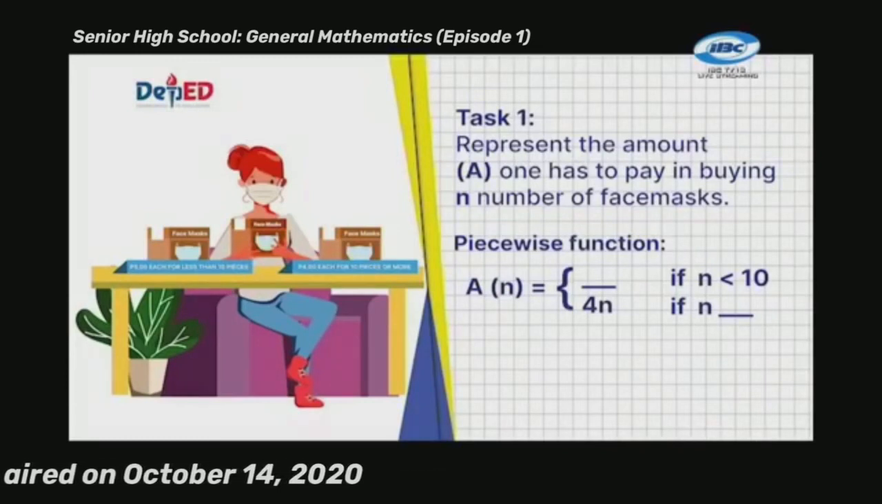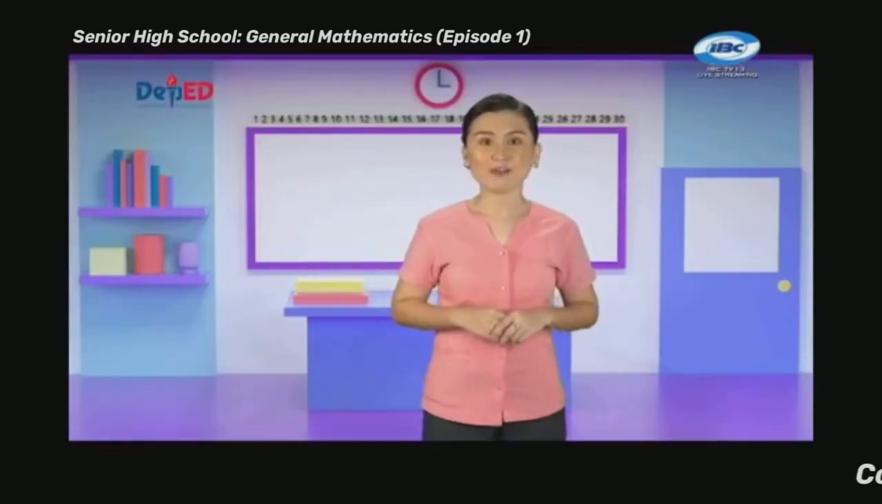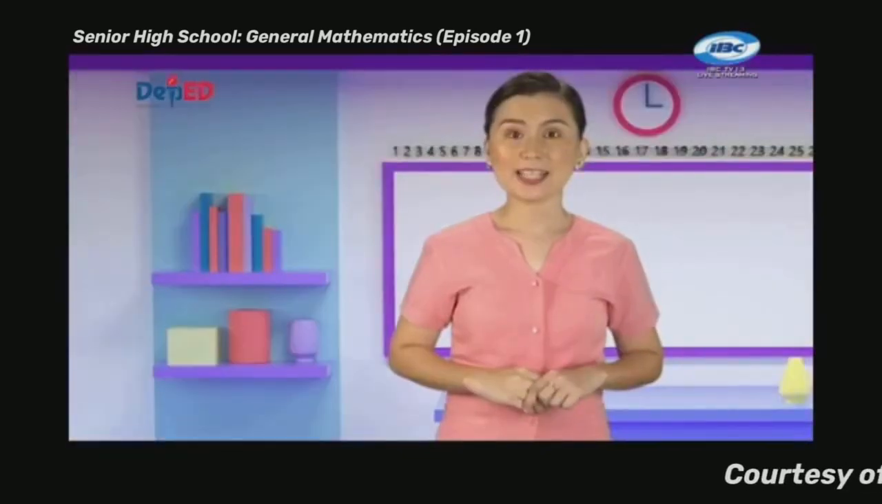Your time is over. The representation should be A of n equals 5n if n is less than 10, or 4n if n is greater than or equal to 10. Check your work if you got this right. Let us proceed to the second task.